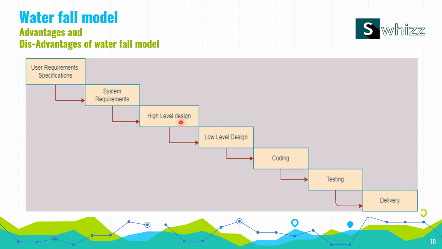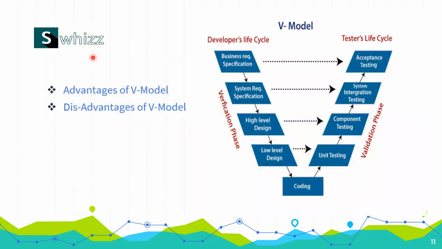Okay, so to overcome the disadvantages of the waterfall model, we have one more model, that is the V model. So in this model, what happens? Verification and validation. Developers will perform verification and the testers will perform validation, and these two things will be done parallelly. So the testing team is maintained from the early stage only. Early testing is possible in the V model.